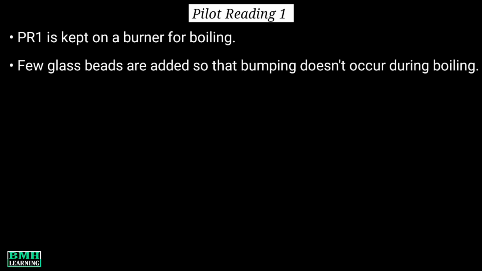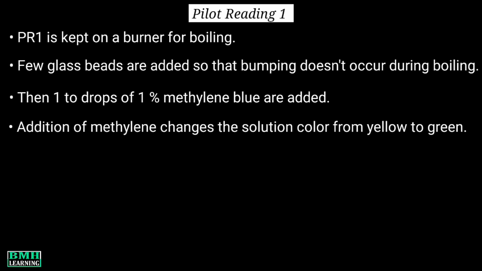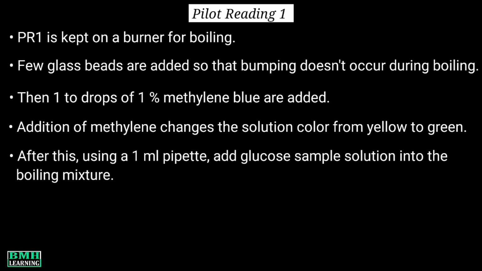Pilot reading 1. So, PR1 is kept on a burner for boiling. A few glass beads are added so that bumping doesn't occur during boiling. Then 1 to 2 drops of 1% methylene blue are added. Addition of methylene blue changes the solution color from yellow to green. After this, using a 1 ml pipette, add glucose sample solution into the boiling mixture.